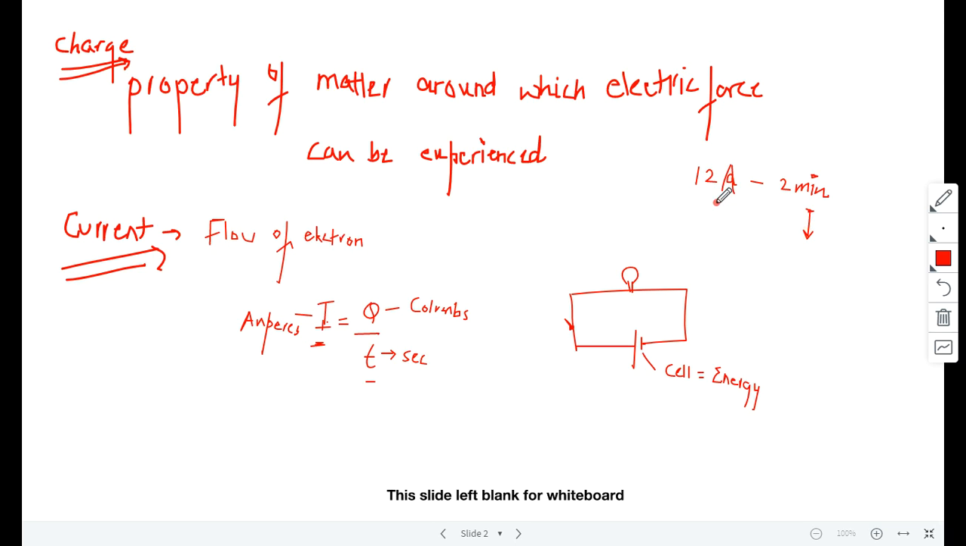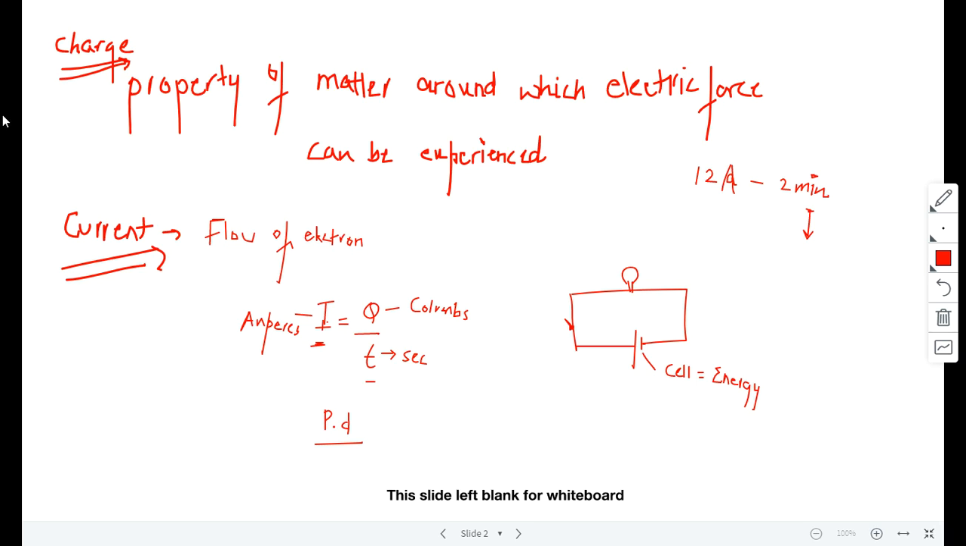Okay. Next is potential difference. How can you define potential difference? The potential difference is when the... it's like the difference of electrical potential between 2 points.